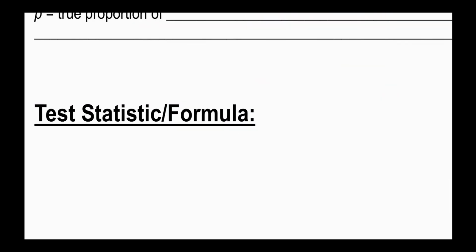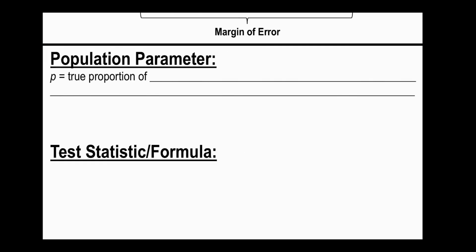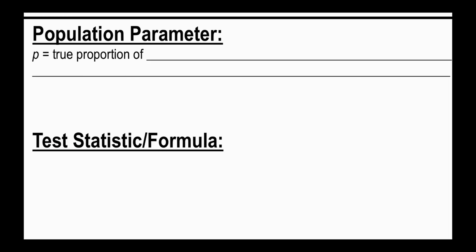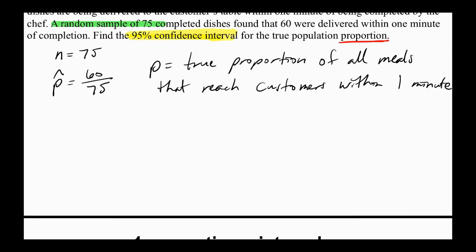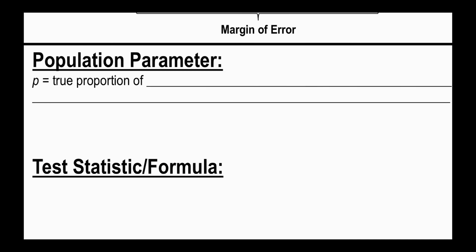Okay, so, I actually put slides on here that would help. So let's actually fill these slides out. So let's rewrite what we have. The true proportion of all meals that reach the customer in 1 minute.